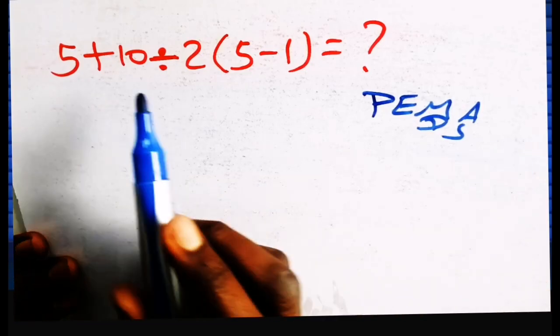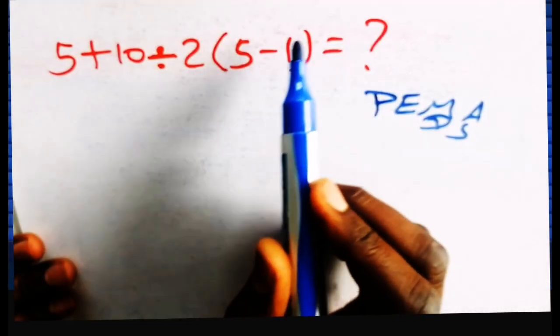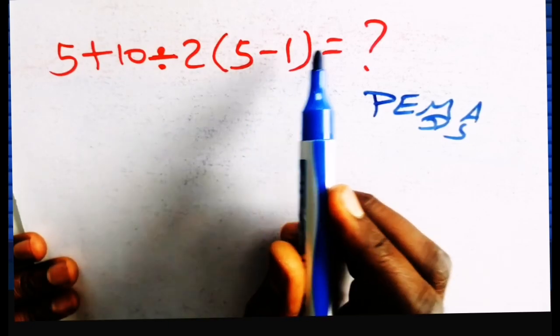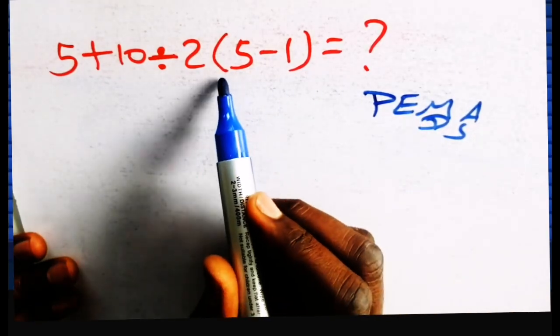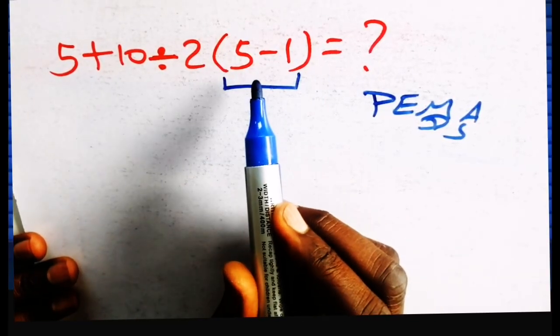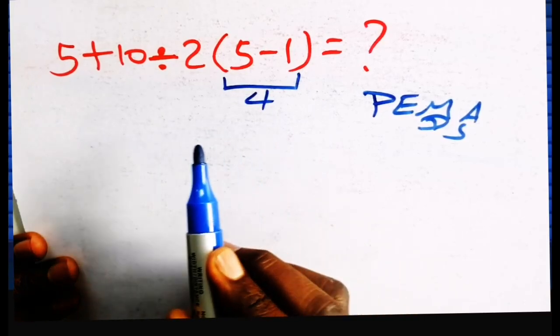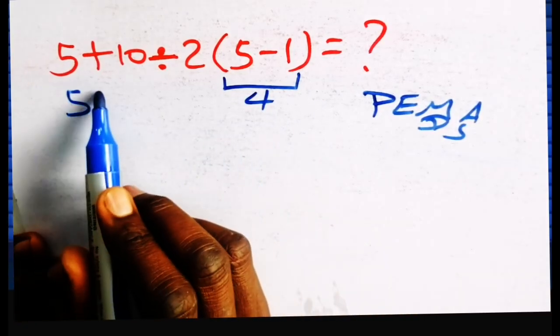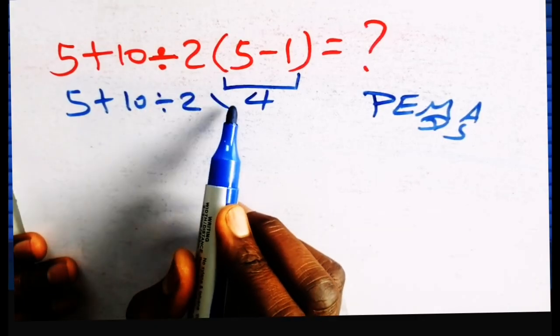So in this expression there is one addition, one division, and a parenthesis, and inside the parenthesis there is one subtraction. Therefore, according to PEMDAS, this parenthesis has higher priority. We have to do it first. Inside the parenthesis, 5 minus 1 equals 4. Then here, 5 plus 10 divided by 2, then times 4.